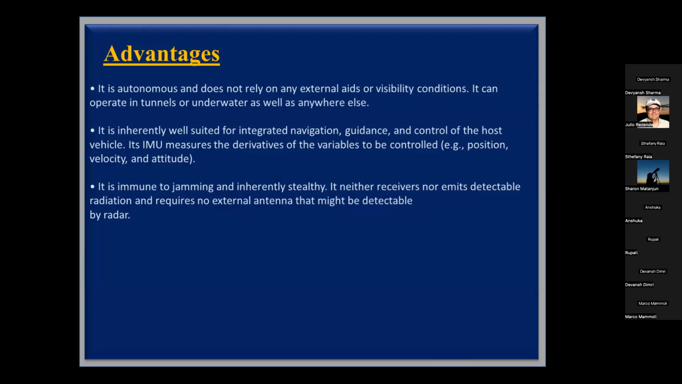So the advantages of this strapdown inertial system are that it is autonomous and does not rely on any external aids or visibility condition. It can operate in tunnels or underwater as well as anywhere else. It is inherently well suited for integrated navigation, guidance, and control of the host vehicle. Its IMU measures the derivatives of the variables to be controlled. It is immune to jamming and inherently stealthy.